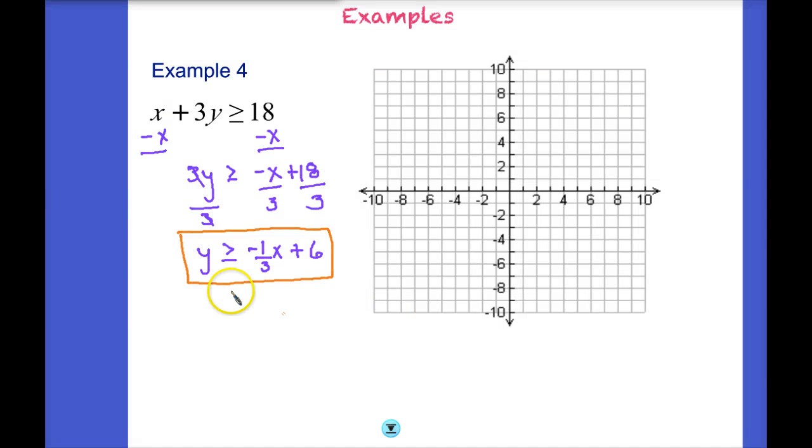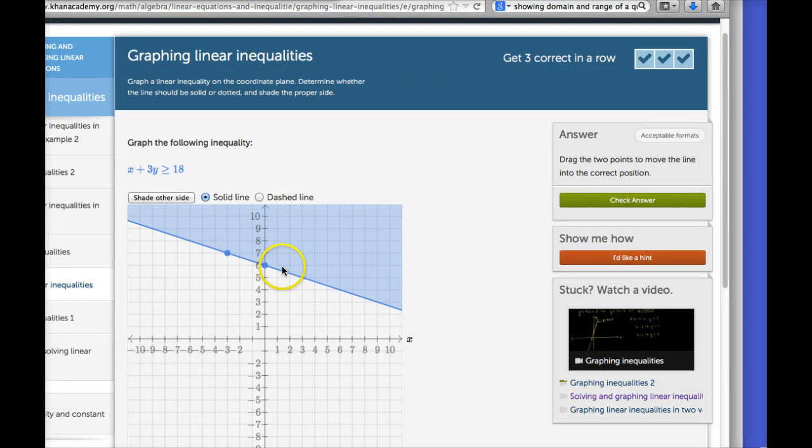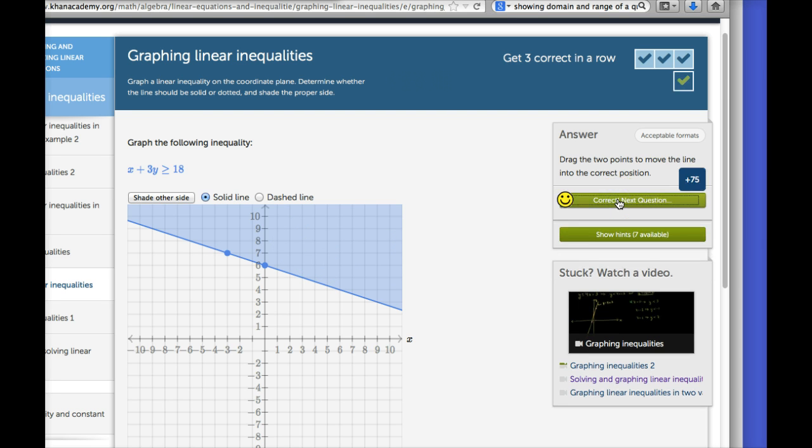So if I look at my equation, I want to shade all the y's that are greater than or equal to my line. So greater than or equal to my line. Well, right here above, they are greater than or equal to my line, so I should be fine just like this. All these points in this blue area are solutions. So I'm going to check my answer, and it says I'm correct, and now I can move on to my next problem.